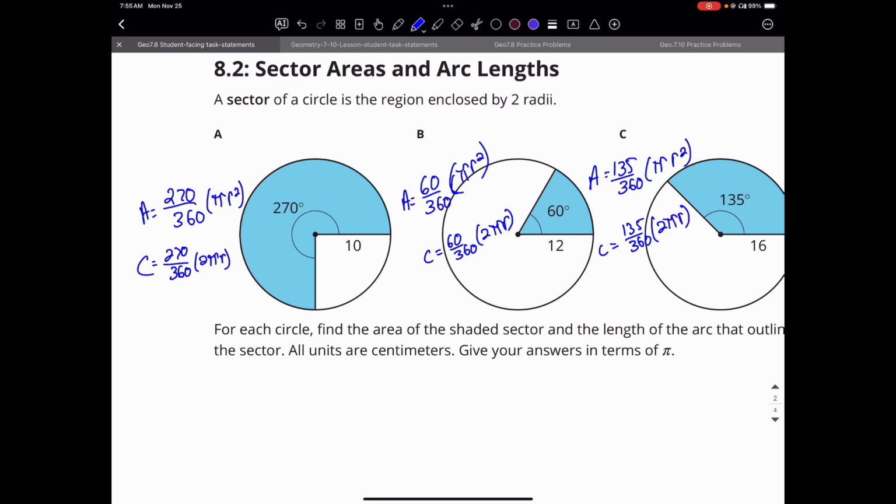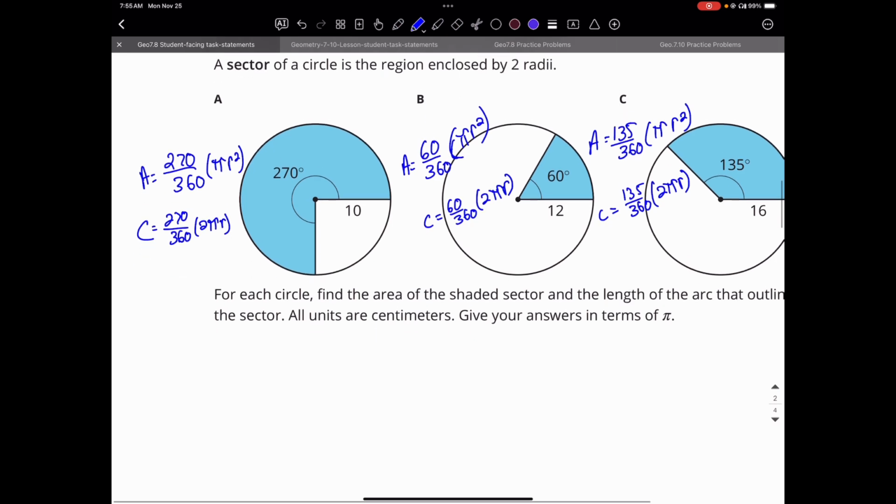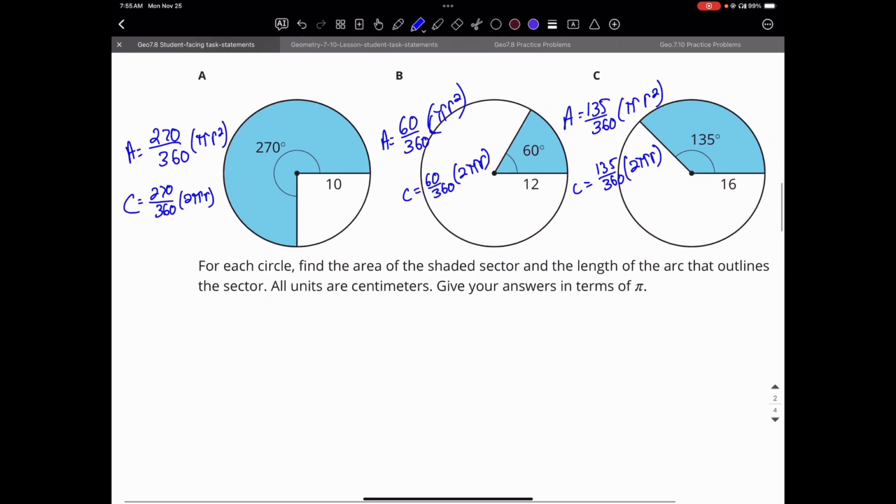All right, so we have limited space there at the bottom. I'd rather work them on the bottom so that way we don't take up too much space and you can still see it. So the first one, area is 270 over 360 times pi, and our radius is 10 squared, right?